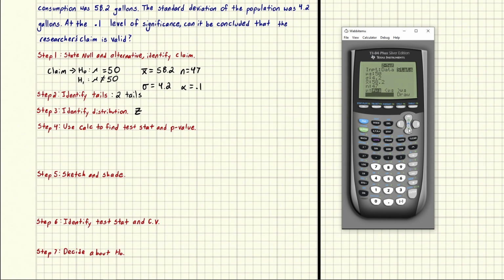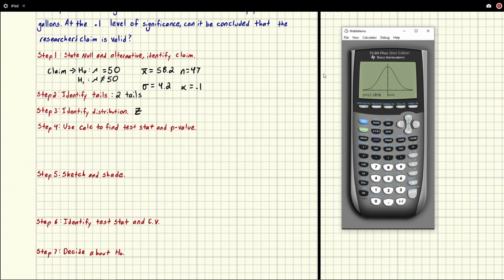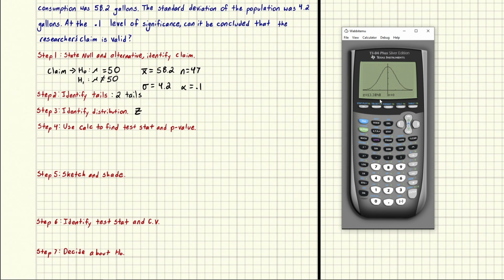That sounds great. And then I'm going to use Draw. We're going to hit enter. It's going to draw it for us, but more importantly, it gives us our Z and our p-value in a very easy to understand way. So it rounds our p-value for us and our Z value. Our Z value here is extremely high, astronomically high. So Z is equal to 13.38 and P is 0.